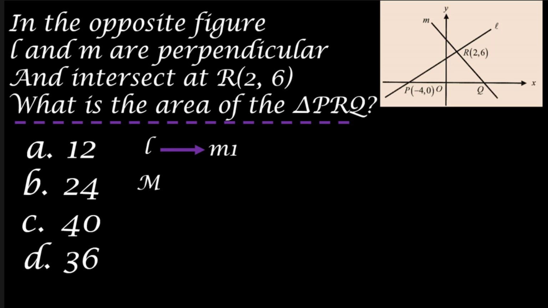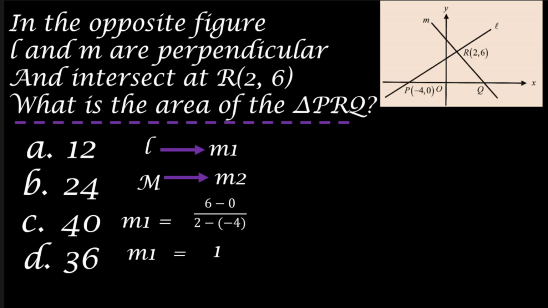We let the straight line M, its slope is m2. Now we can find m1, guys, by using the 2 points. 6 minus 0 over 2 minus negative 4. It will be 1, because 6 over 2 minus negative 4: 2 plus 4 equals 6, and 6 divided by 6 equals 1.